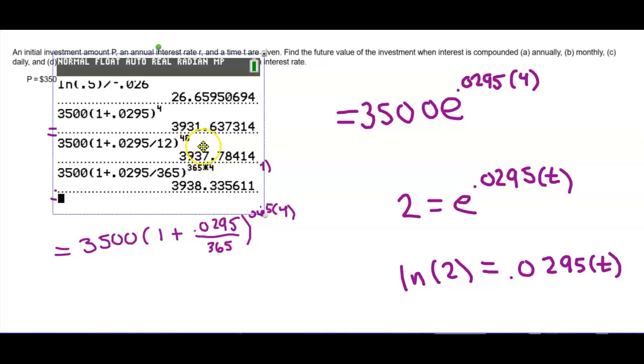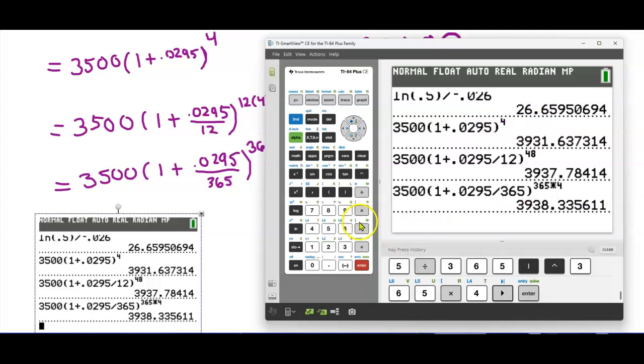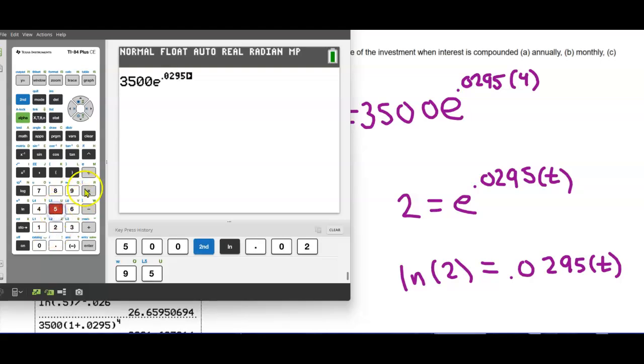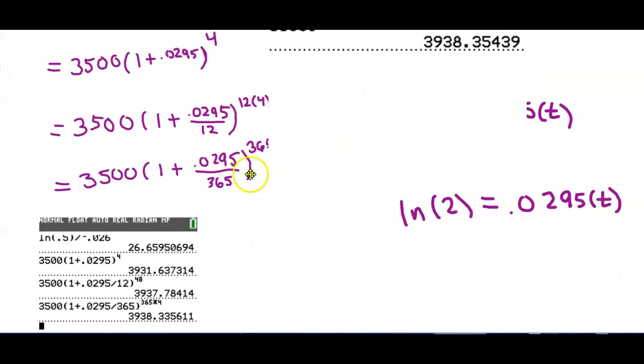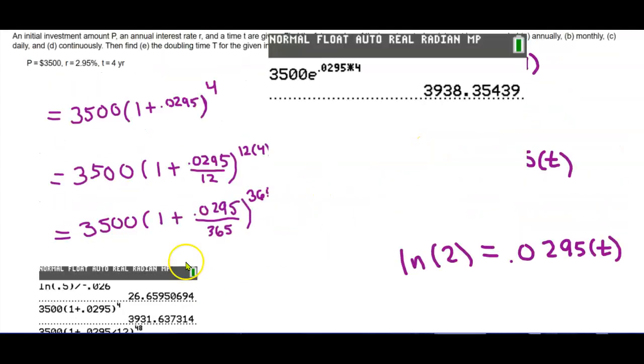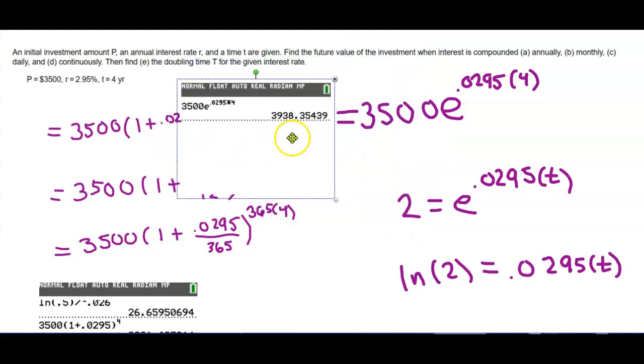Going from annually to monthly was a difference of about $6, and then monthly to daily was not even $1. And last up was the continuous, which was the e. That is this one here. So we're doing $3,500. If we want to compound it continuously, we use the base e. The growth rate was 0.0295, and that was over the course of 4 years. So there's that value there. Again, pretty close. This is less than $1. Actually, it's like a couple cents more than what it was when we did it daily. So that's part D there.